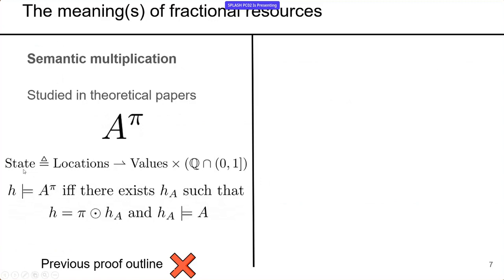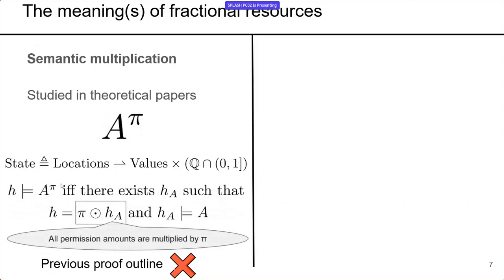So here, just to remember that a state is a partial map from heap locations to values and permission amounts. And we say that H satisfies a fraction pi of A if and only if there exists some other state that satisfies the assertion, and H is a scaled down version of this state by pi. So if you replace A by a tree of x and pi by a half, what this says is that half of a tree is simply a tree where we multiply each permission amount by a half. So this intuitively corresponds to the picture we had before.